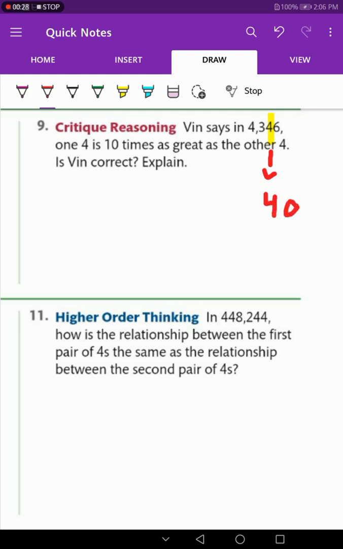Yes, correct. And the second 4 is in the thousands, so it is 4,000. And 40, if we multiply it by 10, it will be 400. So it is 400, not 4,000. So it is wrong. Yes, correct, Rayan.